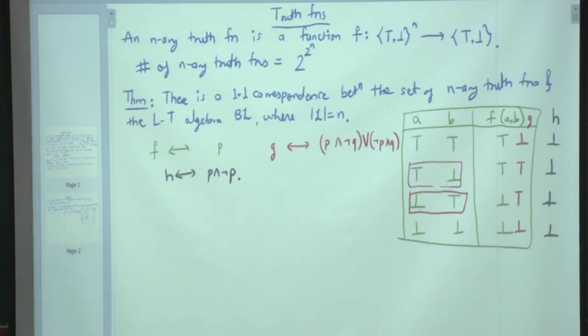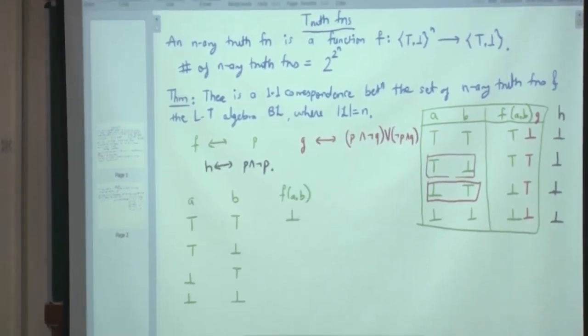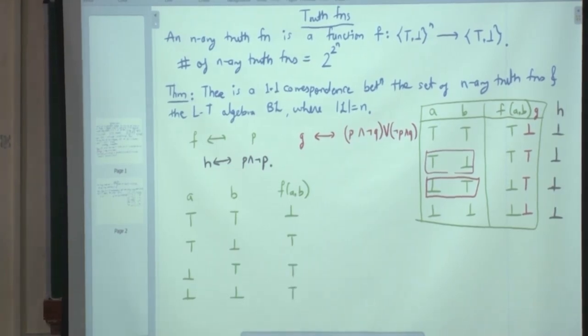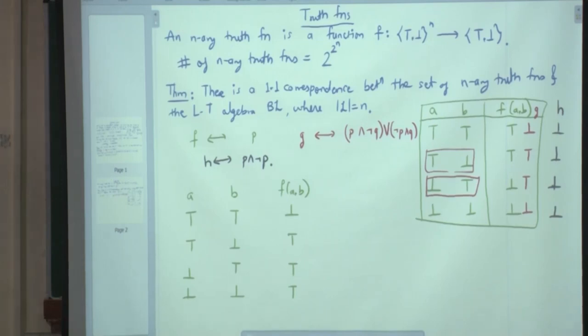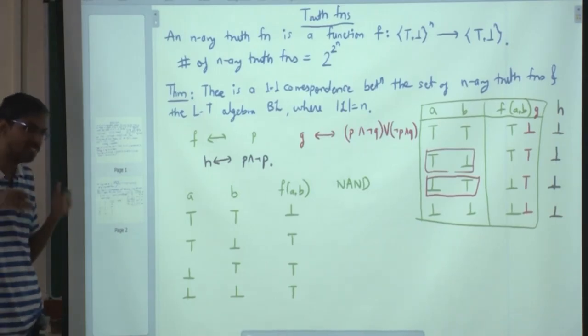Now, truth functions are really important. So, for example, I write down this particular truth function: A, B, then F of A, B. Let us see if you can identify what I am writing. Do you know the name of this? NAND. Very good. NAND means negation of AND. If you have used NAND before, then NAND is itself sufficient to describe negation.